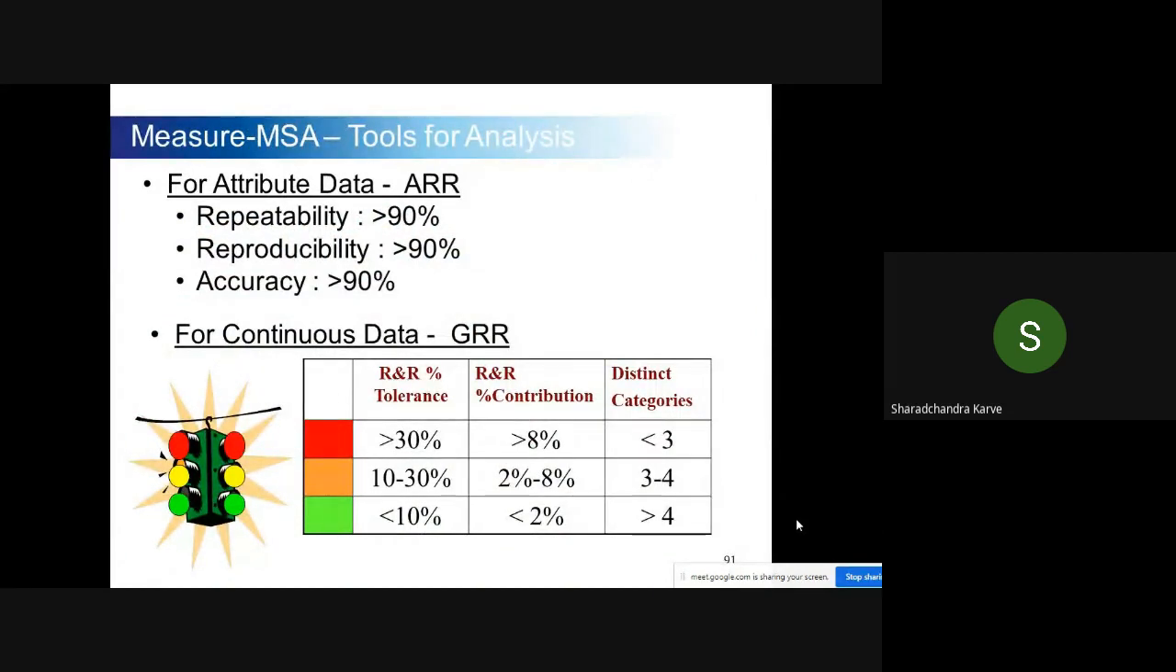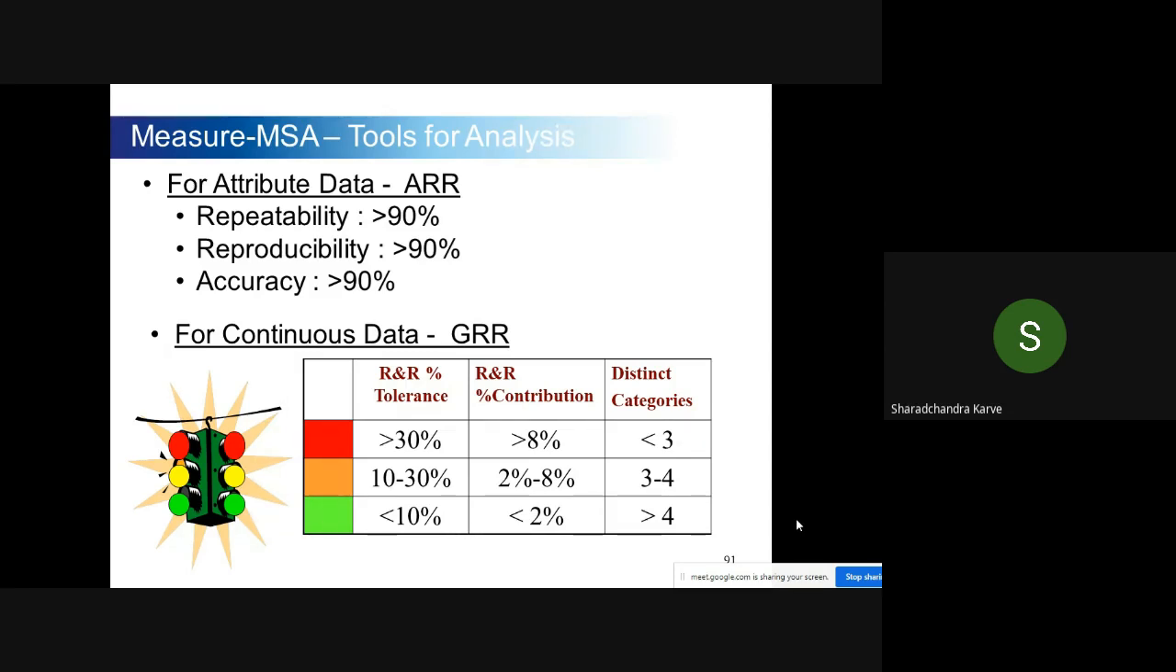So once we establish all that, we have the numbers again to say that for attribute data or discrete data, which is countable data, my repeatability, my reproducibility, and my accuracy have to be more than 90%. If it is not more than 90%, my variation is more than 10%, I go back to the process, check my process, set it right, and then again go ahead in the project. That is what it simply means. Before going for an improvement, I really want to ensure that my measurement system variation is within limit.